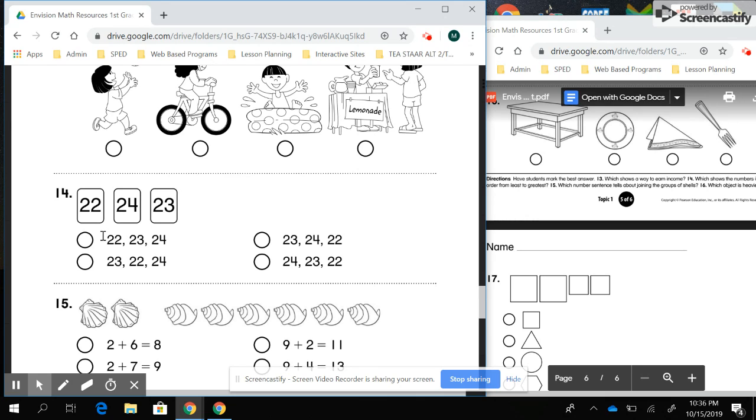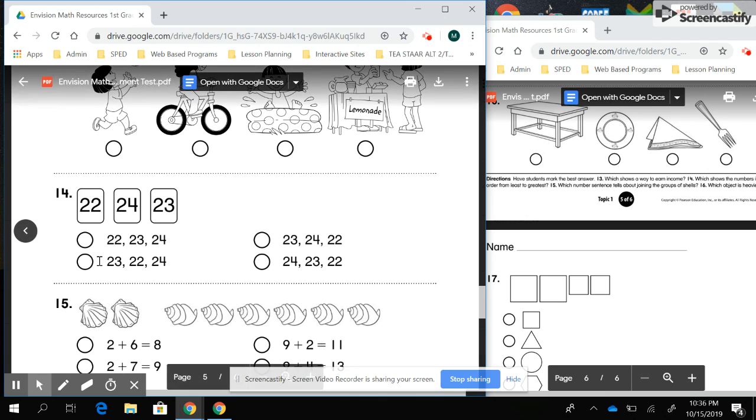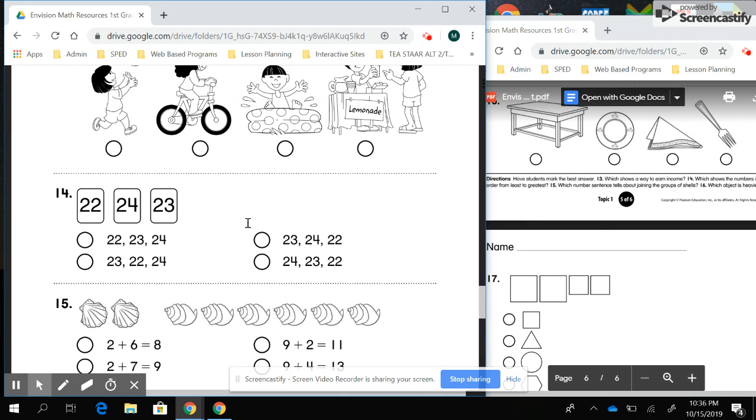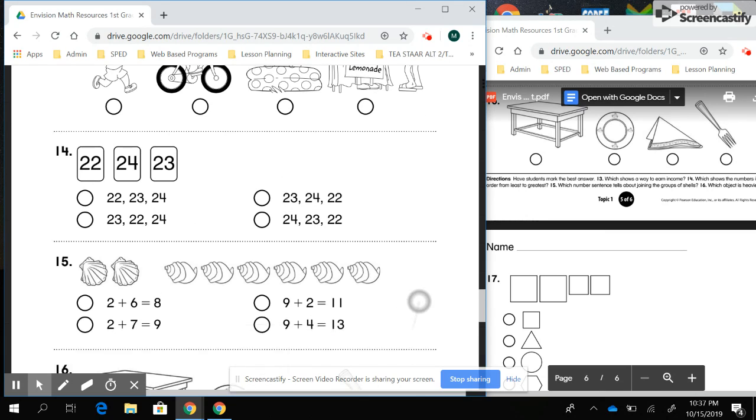Is it A, 22, 23, 24? B, 23, 22, 24? C, 23, 24, 22? And D, 24, 23, 22. Remember that your numbers must be in order, the way that you count, in order from least to greatest, smallest to biggest. Please make your best answer.